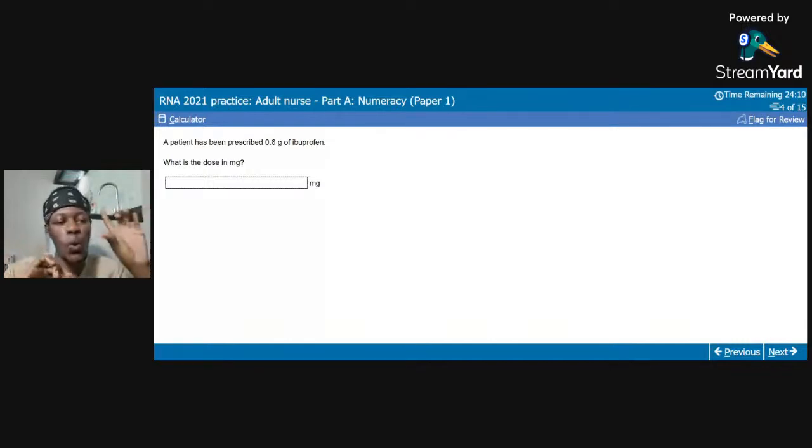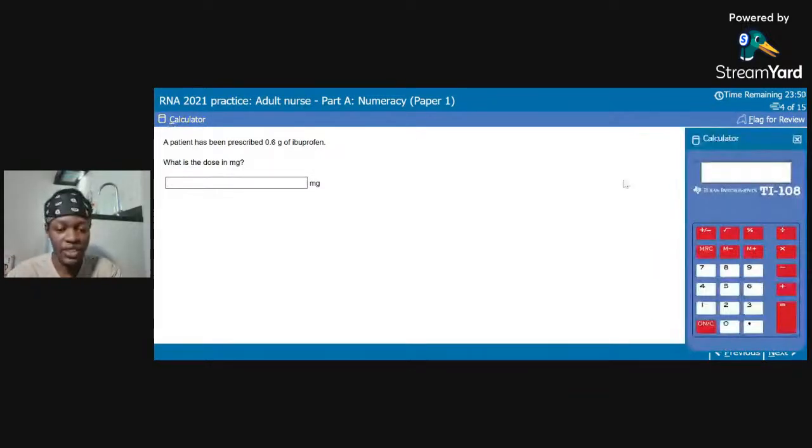We have 1 gram equals 1000, 0.6 equals x. So 1 times x equals 0.6 times 1000. Then you make x the subject of the formula, which gives us 0.6 multiplied by 1000. So our answer should be 600. Yeah, 600 milligram.